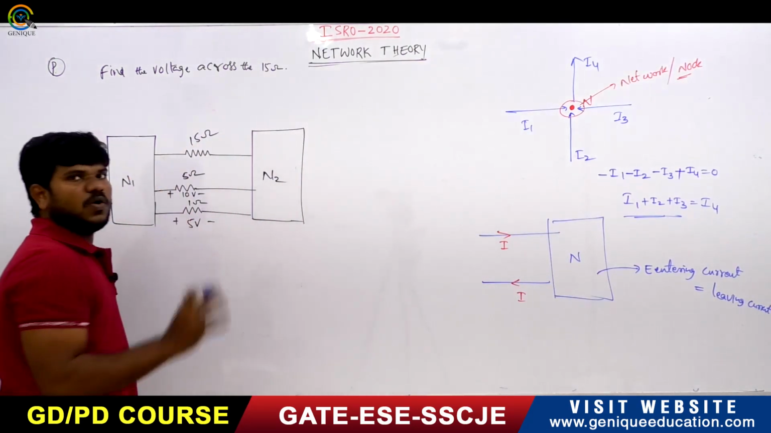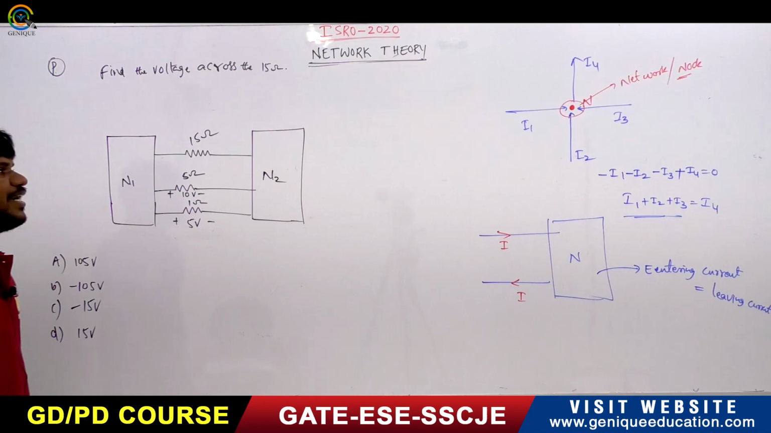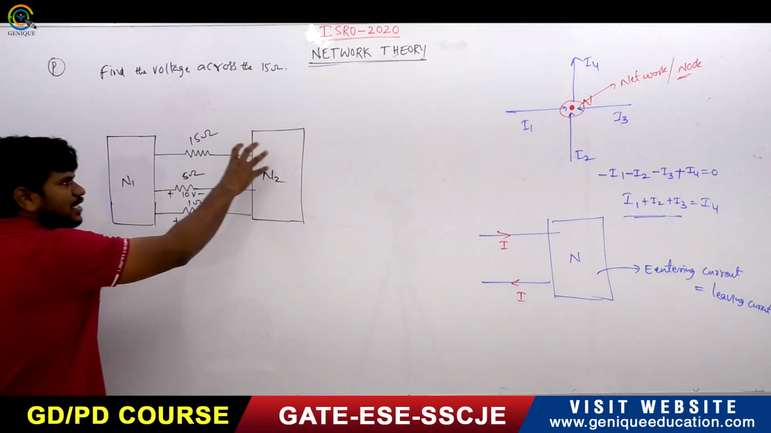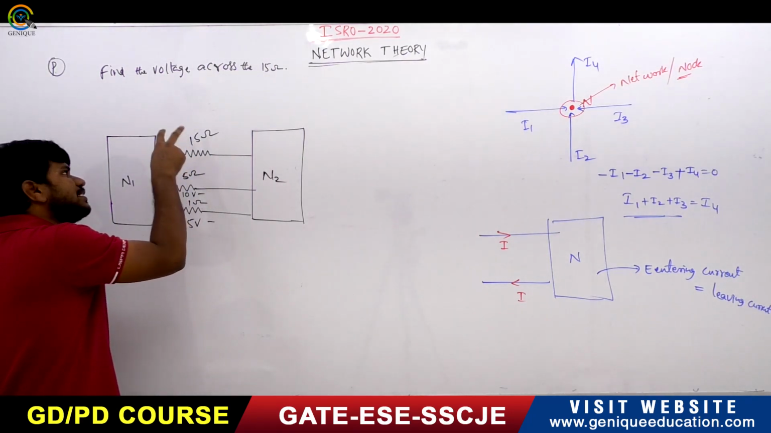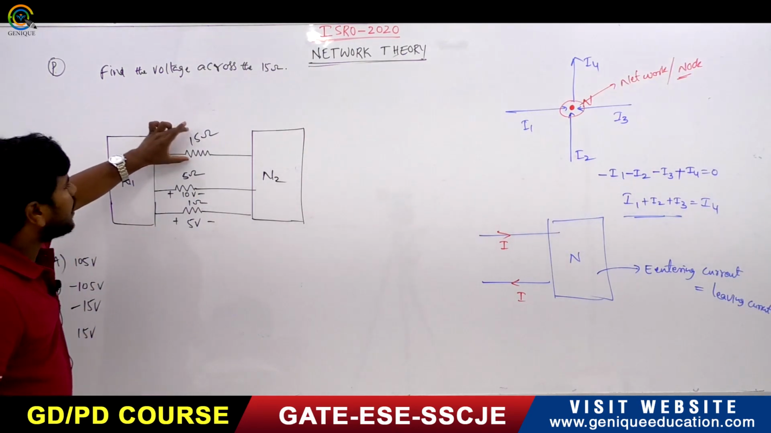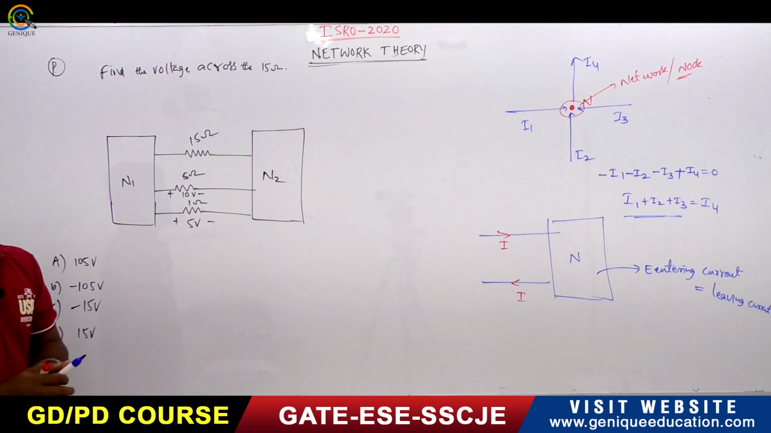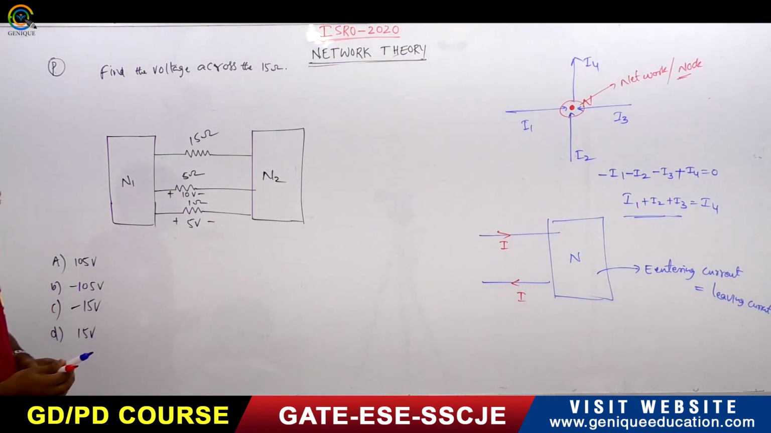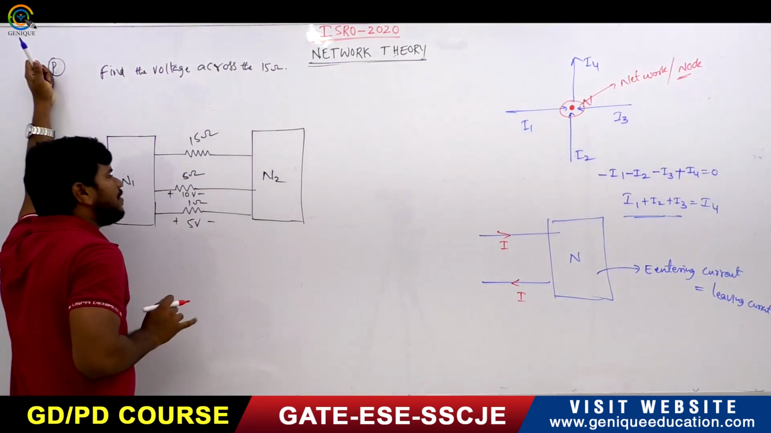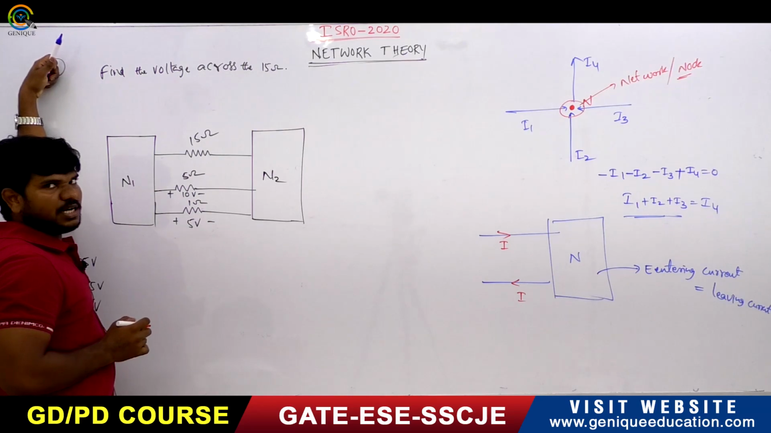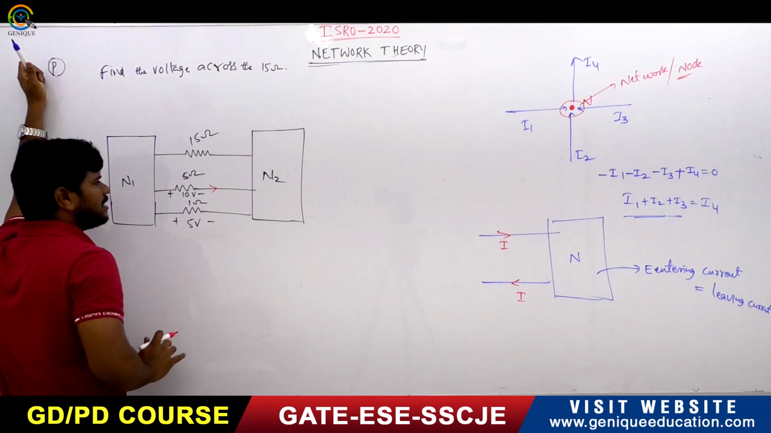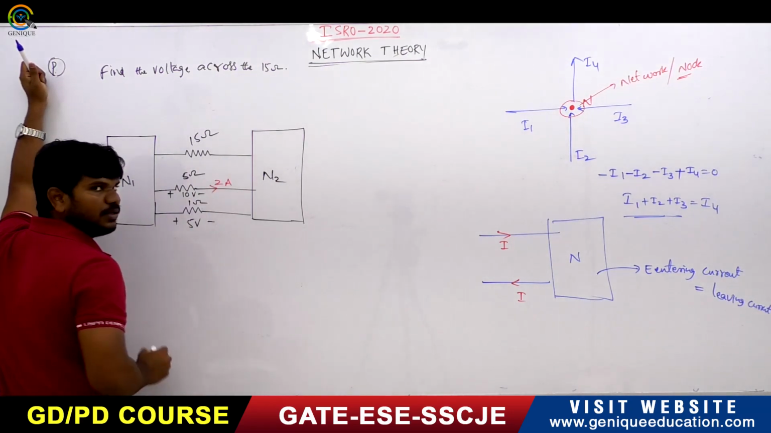Now come to this. How can we find the voltage across the 15 ohm resistor? To find it, we should know the current through it. If you observe, across the 5 ohm resistor there is a 10 volt drop. The current will be voltage divided by resistance, which is 2 amperes.